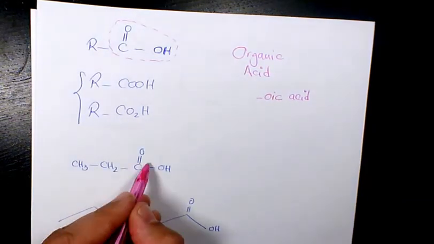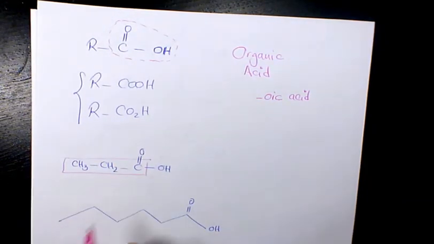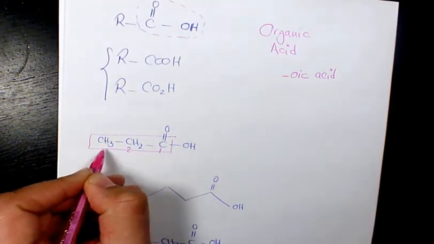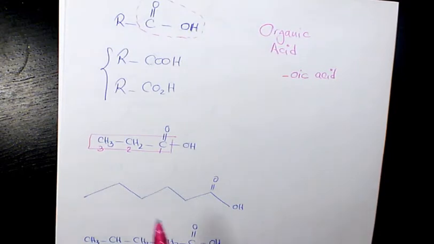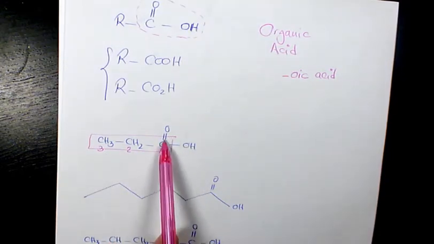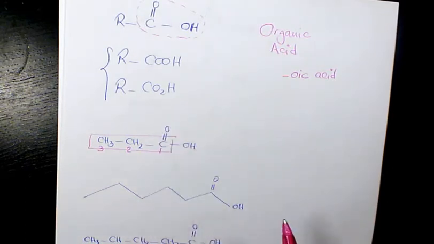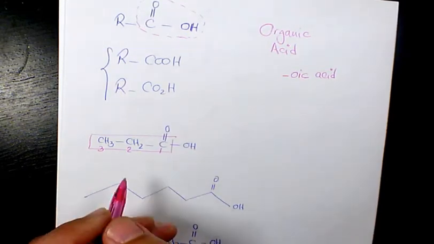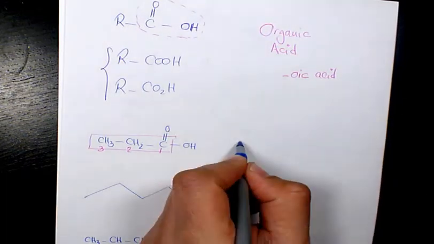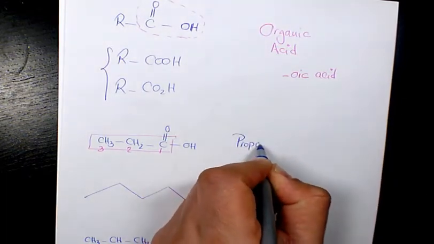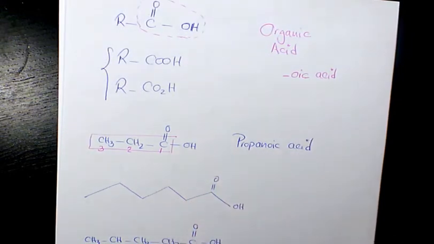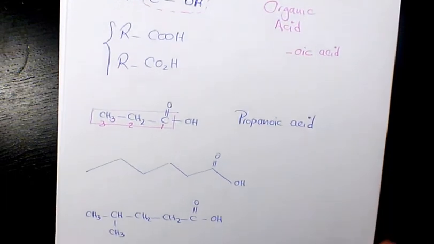For example, here I'm going to count the number of carbon atoms on the main branch. So we have 1, 2, and 3. So we are dealing with propane, but this propane, instead of hydrogen, connects to oxygen and a hydroxy group. So it means that we are dealing with an organic acid, and we call it pentanoic acid. So basically this is the name of this chemical.